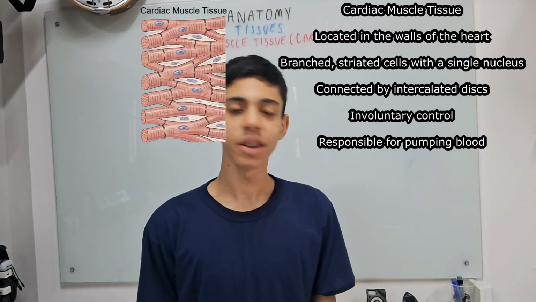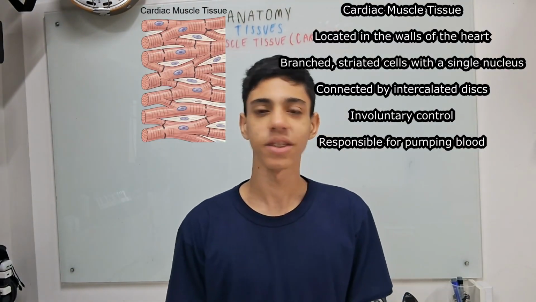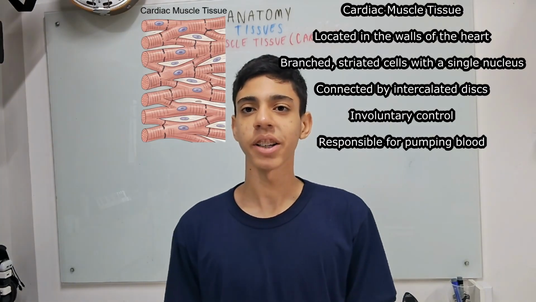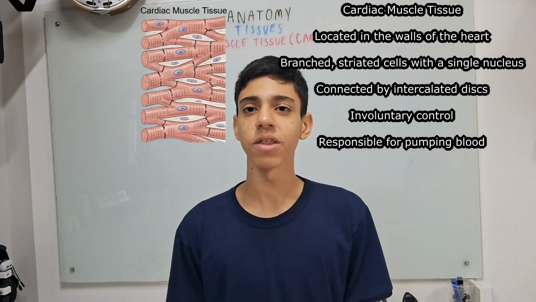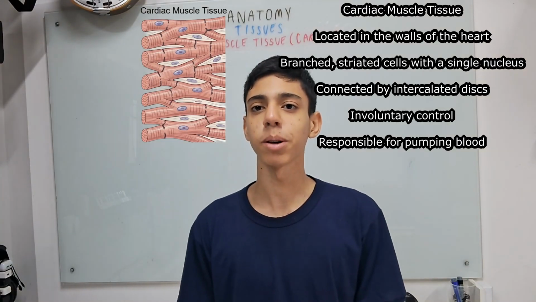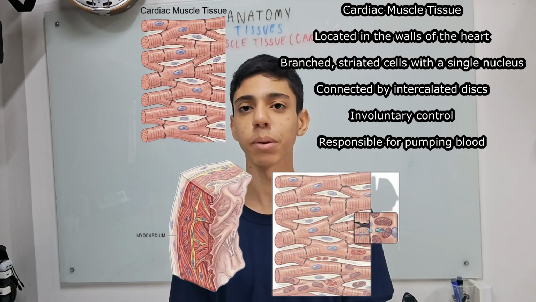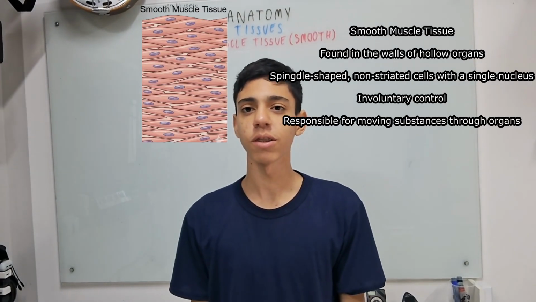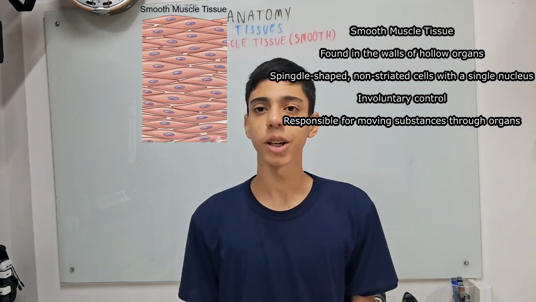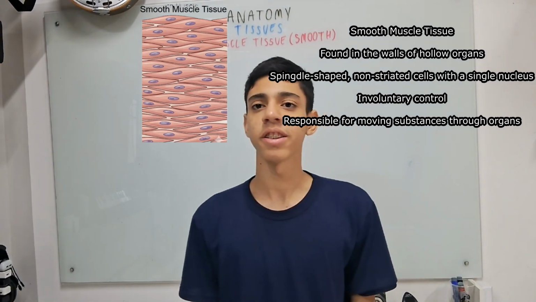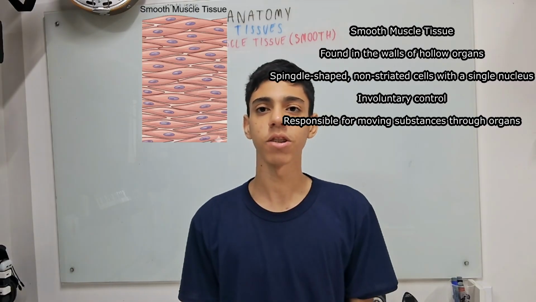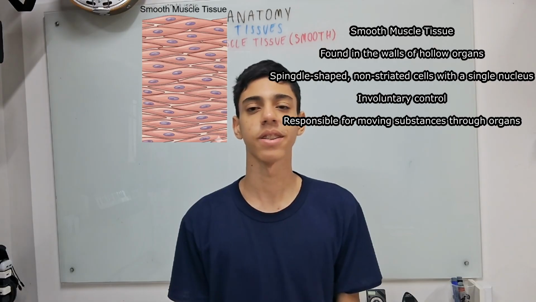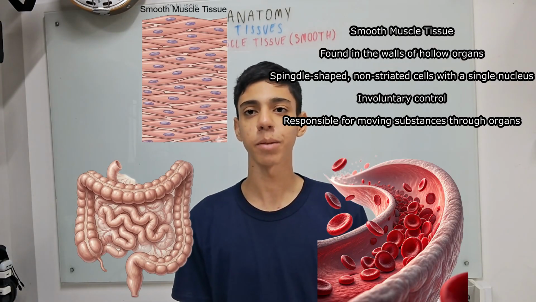Cardiac muscle tissue, located in the walls of the heart, has branched striated cells with a single nucleus. It's connected by intercalated discs, has involuntary control, and is responsible for pumping blood. The myocardium is an example of cardiac muscle tissue. Smooth muscle tissue is found in the walls of hollow organs, with spindle-shaped, non-striated cells with a single nucleus, has involuntary control, and is responsible for moving substances through organs. Examples include the intestines and blood vessels.